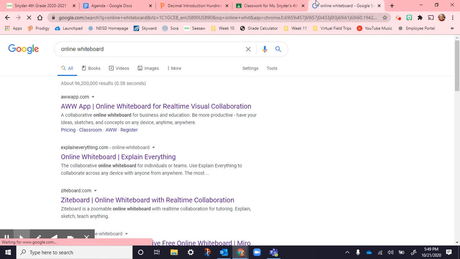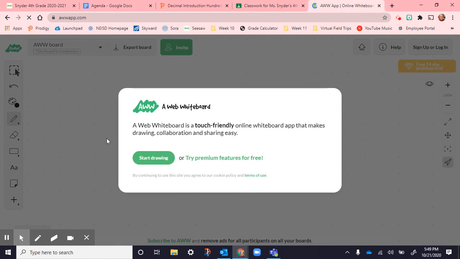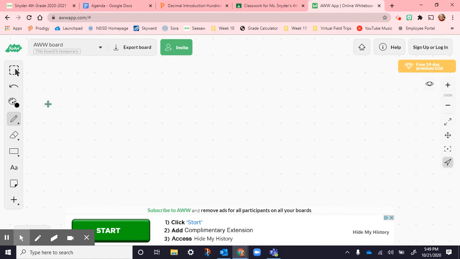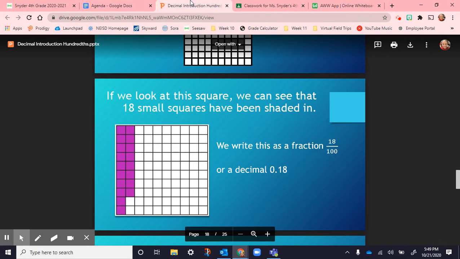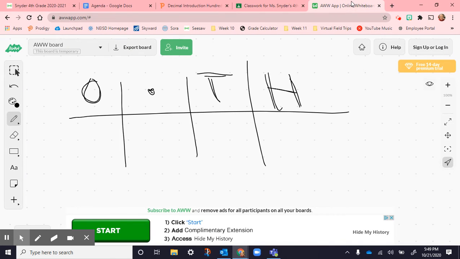So if you look on the place value chart, you have your ones, your decimal point, your tenths, and your hundredths. So in this one that we had here, we had 18 of them shaded out of 100. So that's like having 18 hundredths.